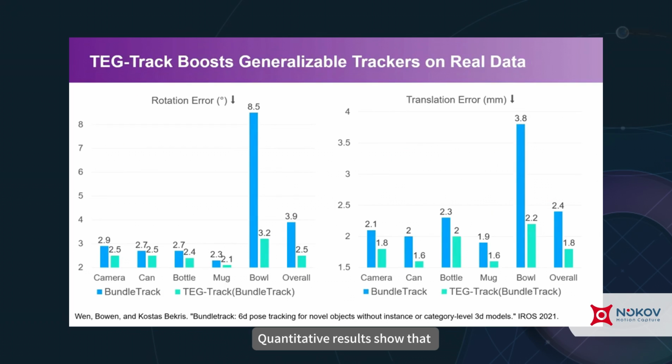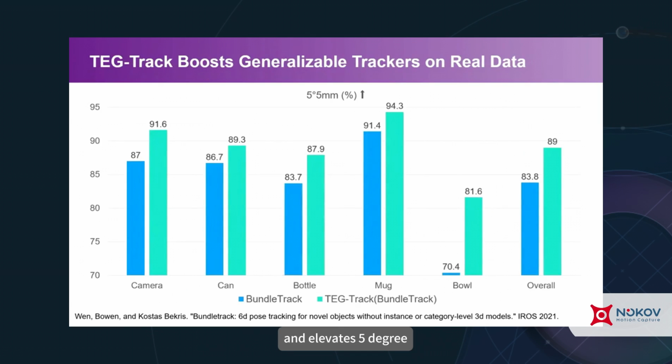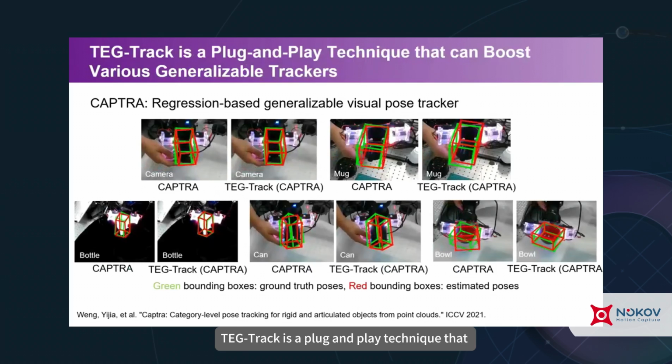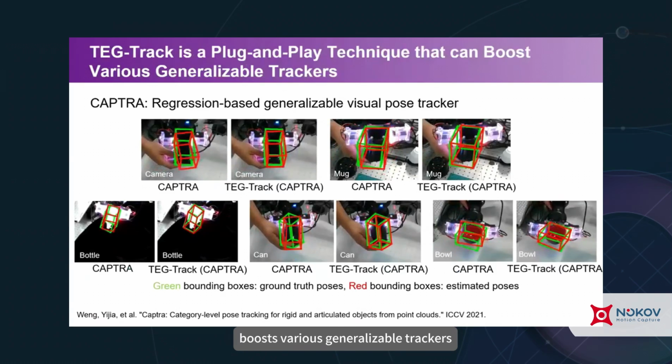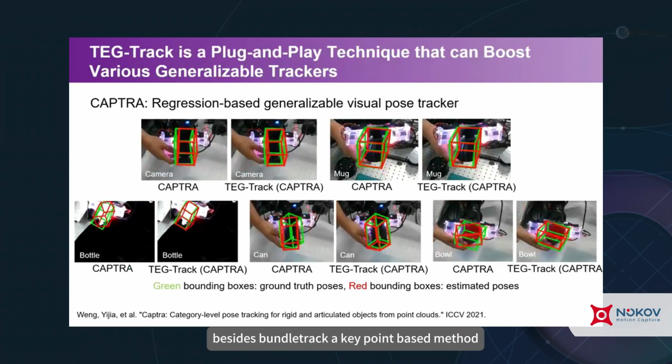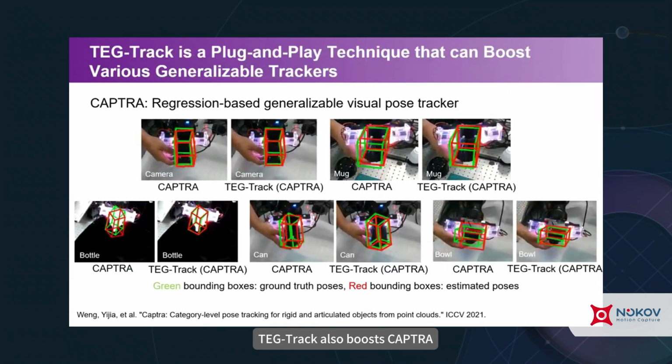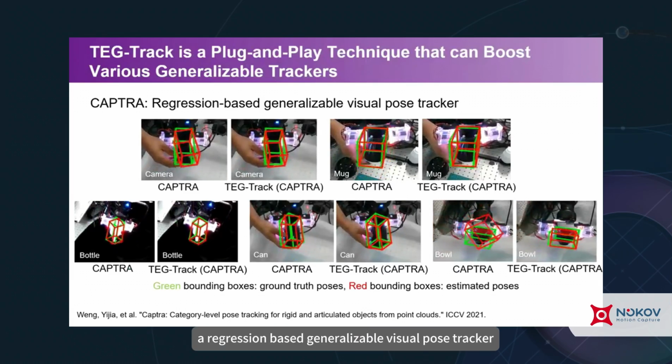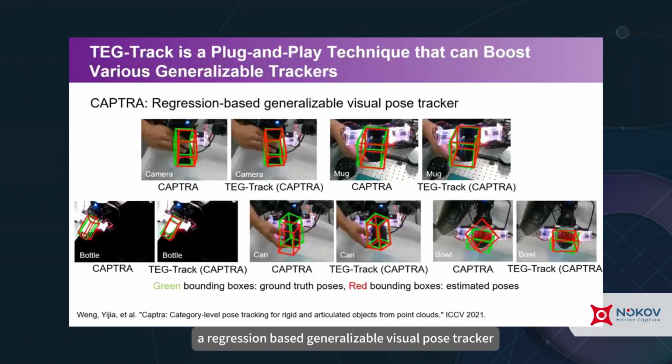Quantitative results show that TEG-Track significantly decreases mean rotation and translation error, and elevates 5° 5mm metric on all object categories consistently. TEG-Track is a plug-and-play technique that boosts various generalizable trackers. Besides BundleTrack, a key point-based method, TEG-Track also boosts CAPTRA, a regression-based generalizable visual pose tracker.